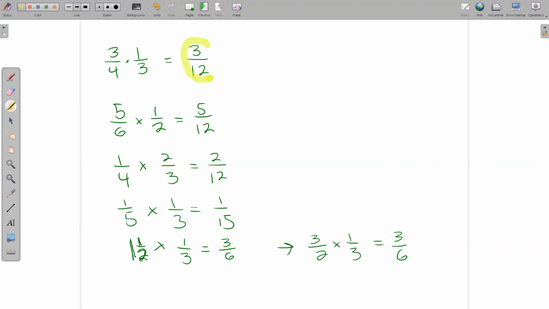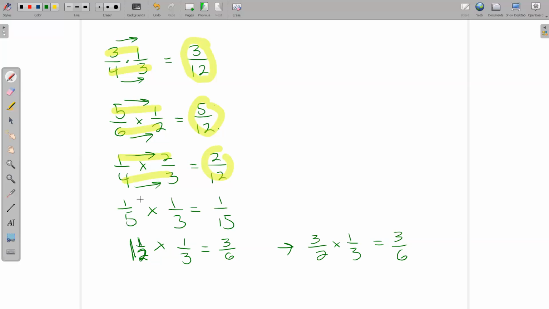Does the answer here have some direct relationship with the numbers I started with? This answer, the numbers I started with. And what we should see as a pattern is that, well, wait a minute, isn't 3 times 1 3? Oh yeah, check it out, 3 times 1 is 3. And 4 times 3 is 12. So it looks like with multiplication of fractions, if we multiply the numerators and multiply the denominators, we get a new numerator and new denominator.